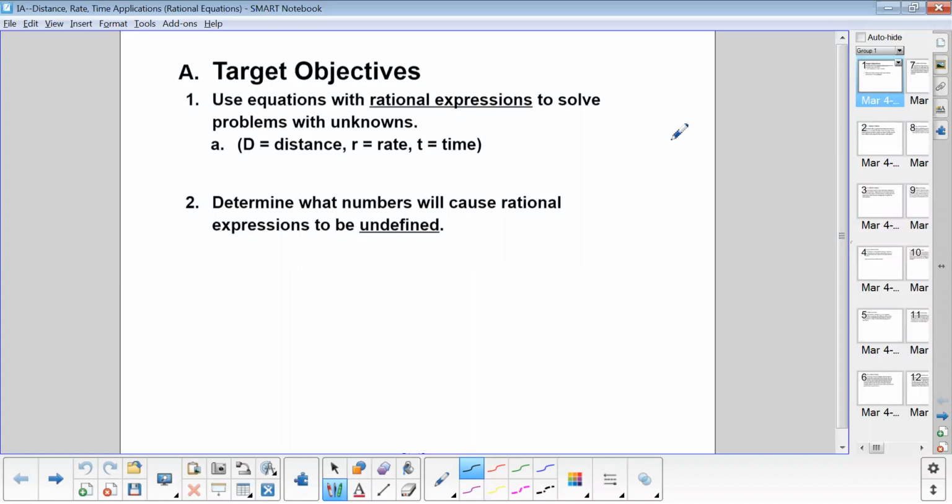This video is going to discuss distance, rate, and time problems. And so we will use the formula distance equals rate times time, and we'll use it in different ways. Sometimes we may solve for distance, sometimes we may solve for rate, which would be distance divided by time, or sometimes we may solve for time, which would be distance divided by rate.